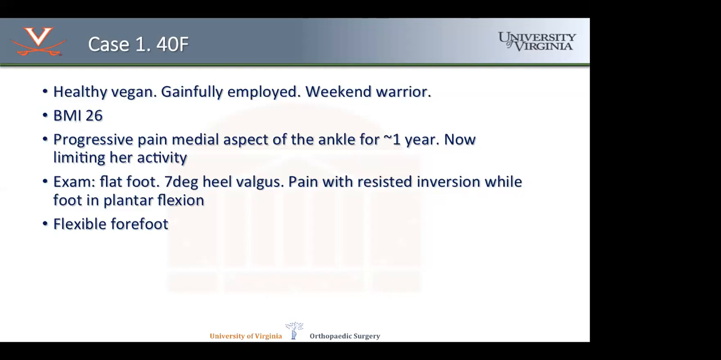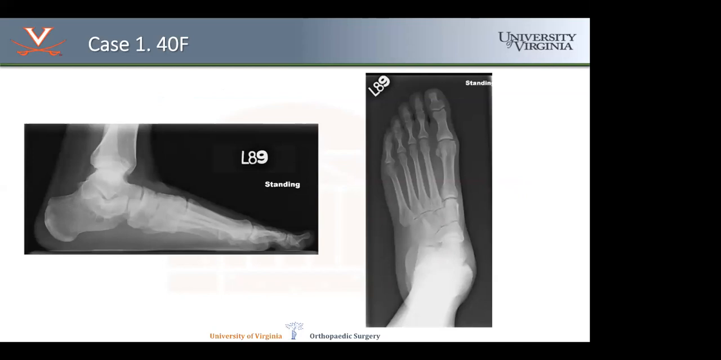So James, why is pain with resisted inversion important? Yeah, so that's testing the posterior tibial tendon. And so we want to isolate that from tibialis anterior. And that's why you put it in plantar flexion? Yes. So when it's in plantar flexion, it isolates the posterior tib.